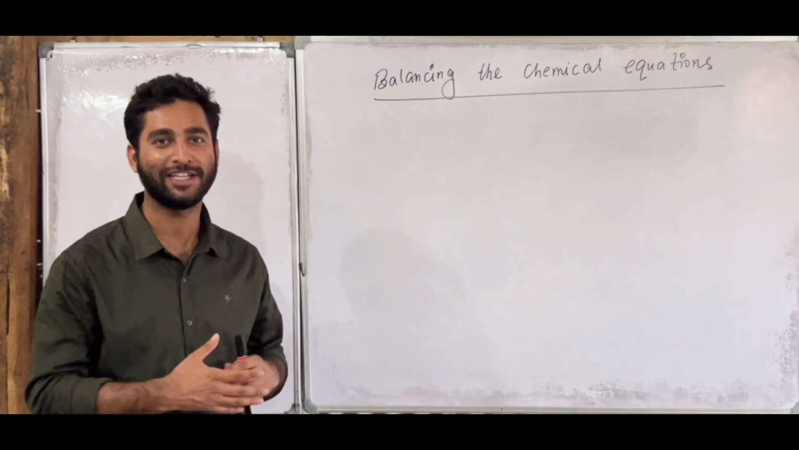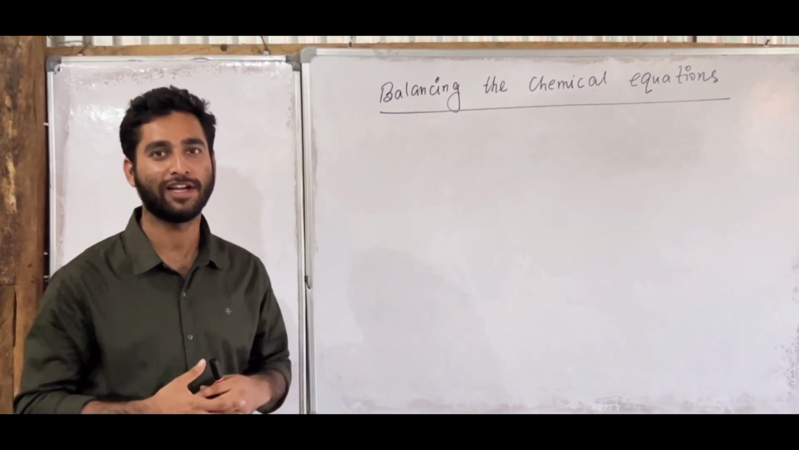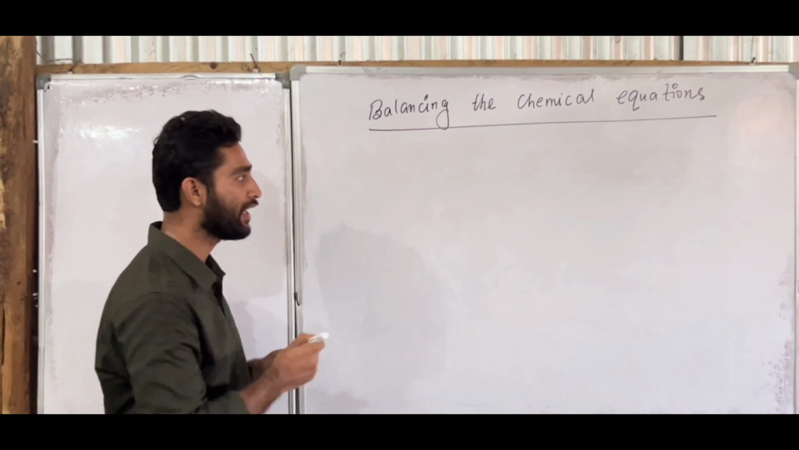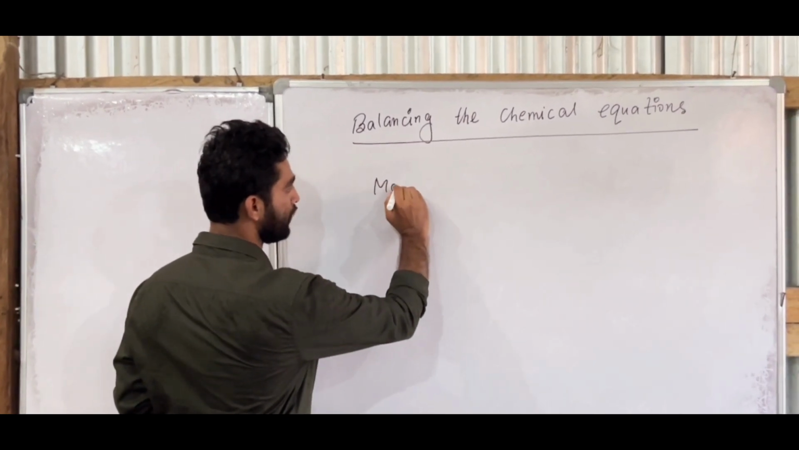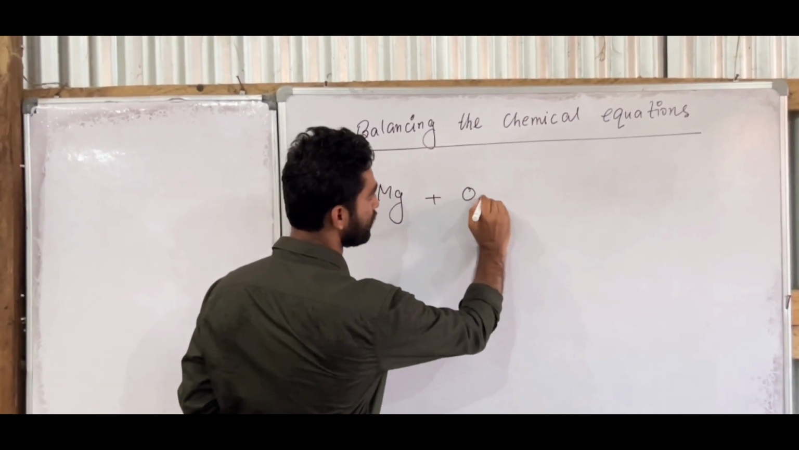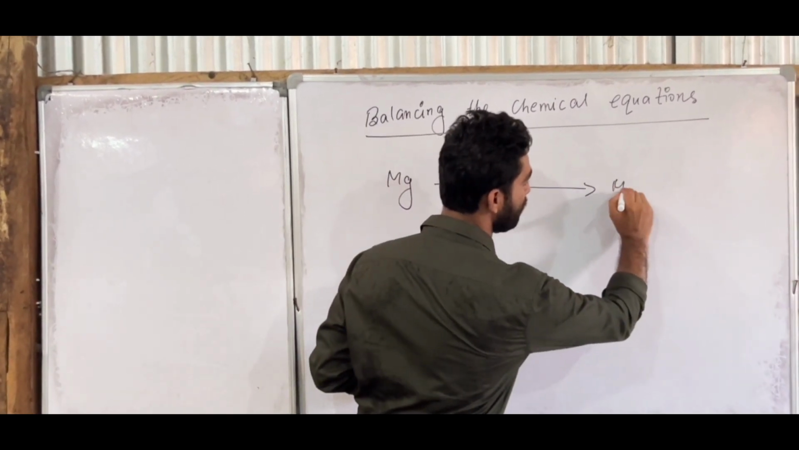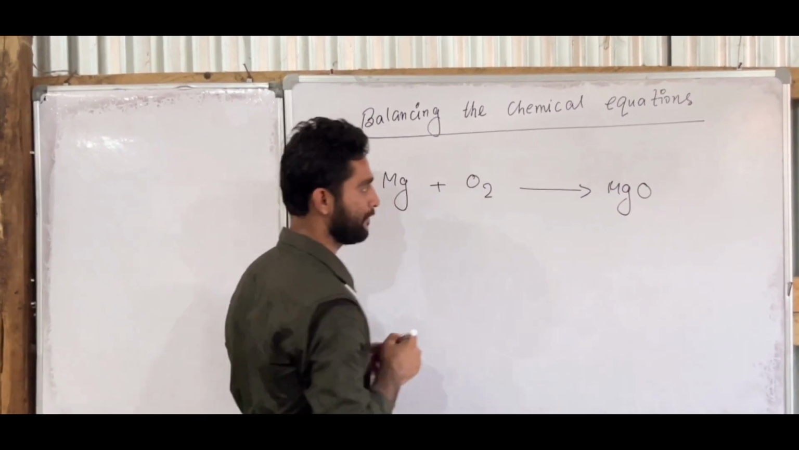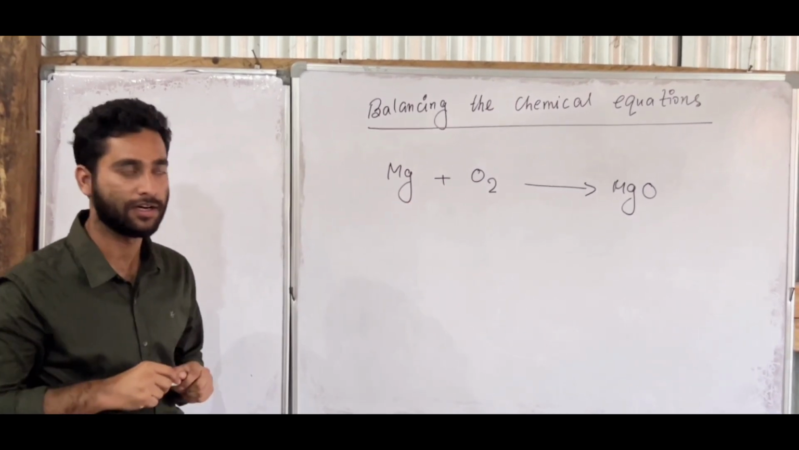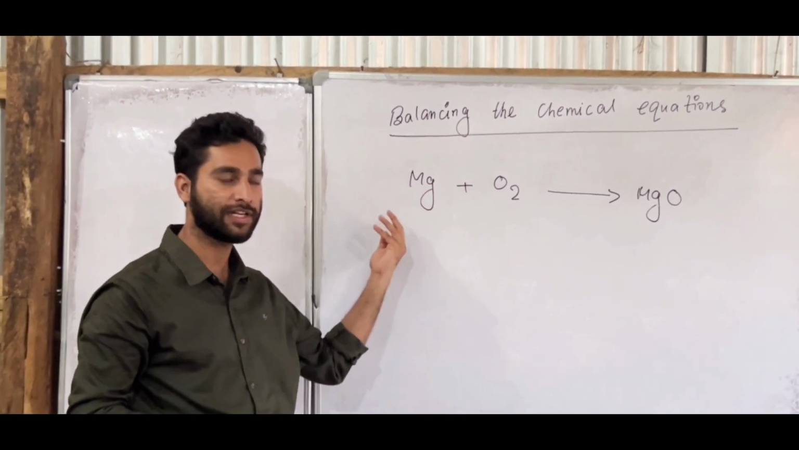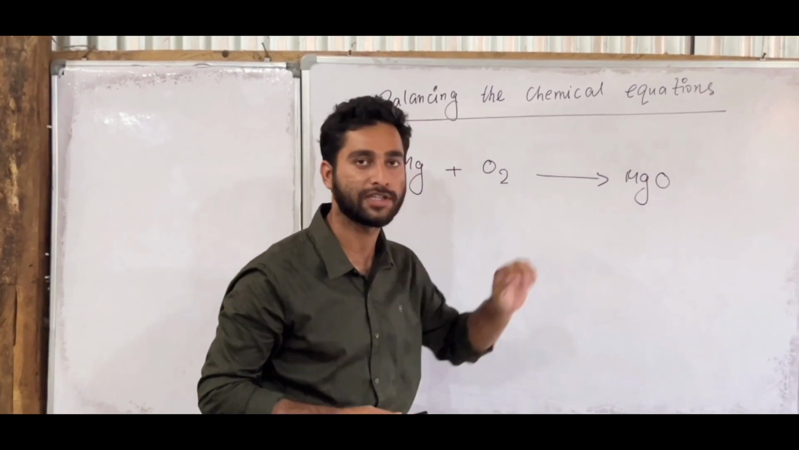Students, so today in this video we are going to learn about how to balance a chemical equation. For example, if I write one chemical equation, magnesium plus oxygen. When the magnesium reacts with the oxygen, it will form magnesium oxide. But if you look at the equation carefully, you will find that the number of atoms on the left hand side is not equal to the number of atoms on the right hand side.